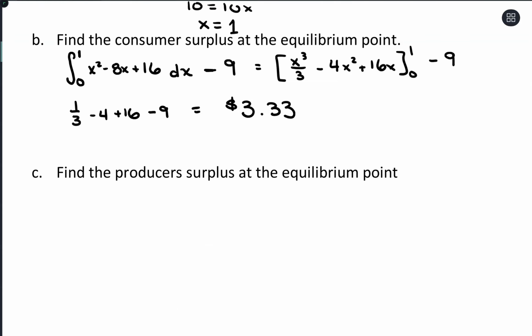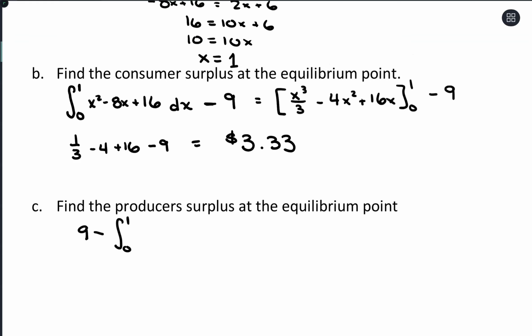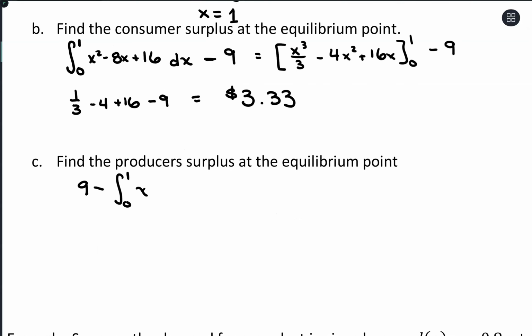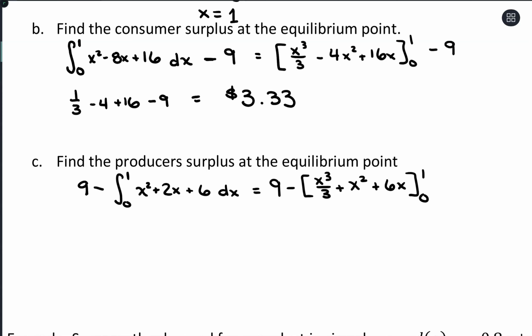All right. Producer surplus. We're going to take q times p, so 1 times 9. And then we're going to go minus the definite integral from 0 to q, so 0 to 1. And this time, because this is the producer surplus, we want to use the supply function, so x squared plus 2x plus 6 dx. So we're going to have 9 minus, and then x cubed over 3 plus 2x squared over 2, so x squared, plus 6x, and evaluating that from 0 to 1.